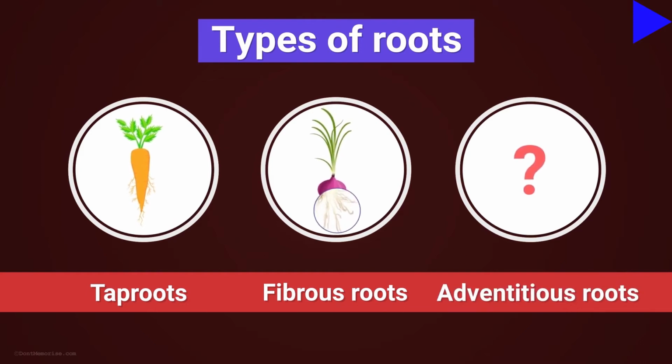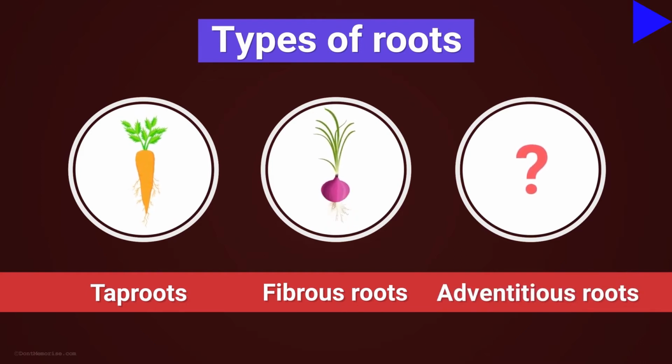This type involves the roots which arise from other parts of the plant body and not the main roots below the stem. Don't get confused. Let's understand each type better.